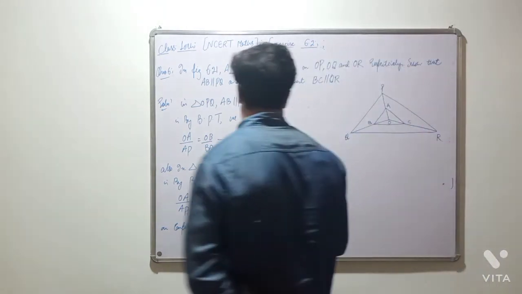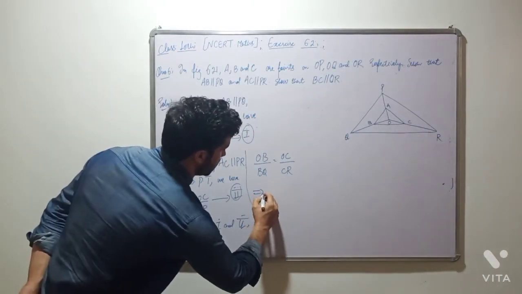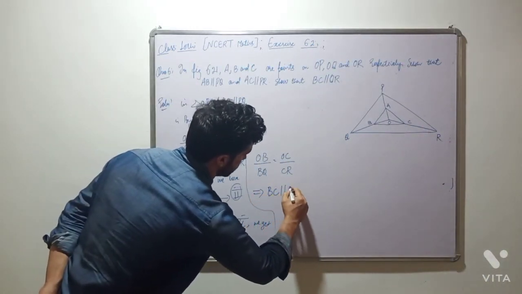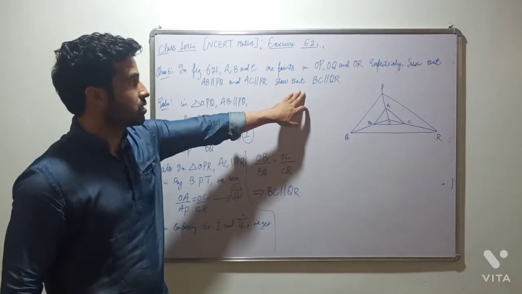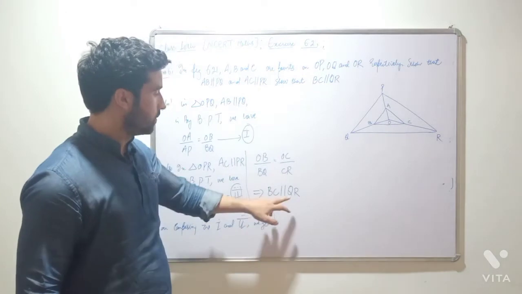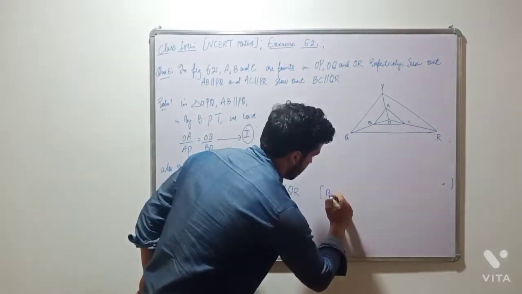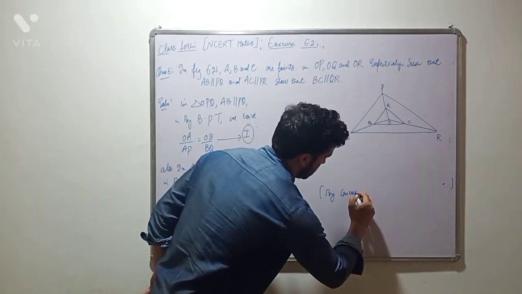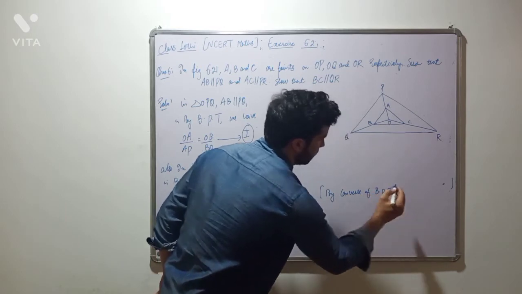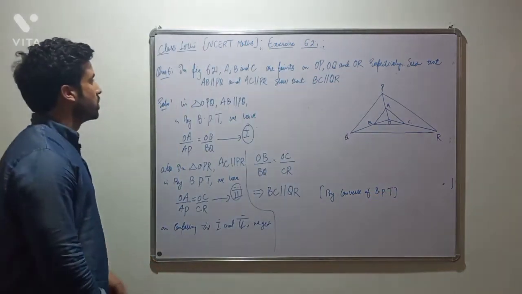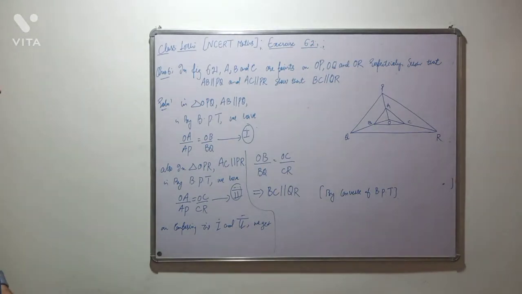So here we can directly write, which implies BC is parallel to QR, and this was what we were asked to prove, BC parallel to QR. Here we will write the reason: by converse of basic proportionality theorem. Okay dears, so this is question number 6. Here we have completed it. So let's move to question number 7 now.